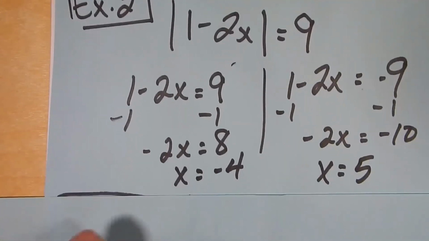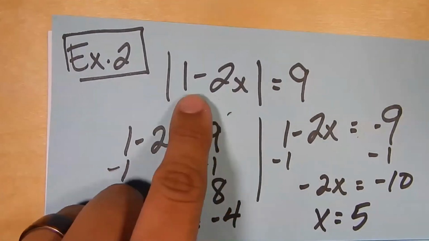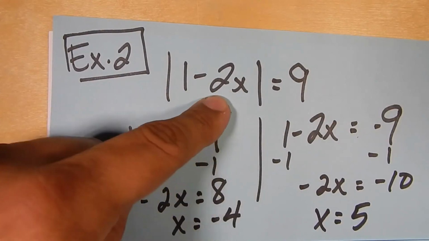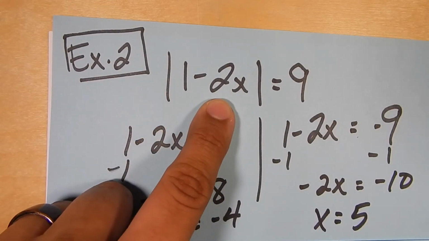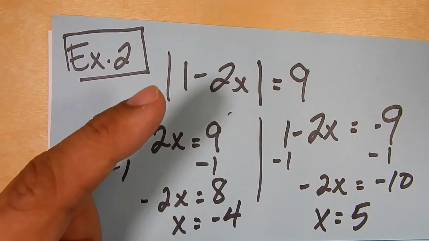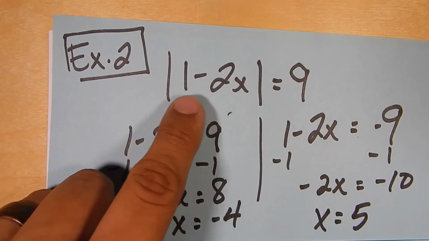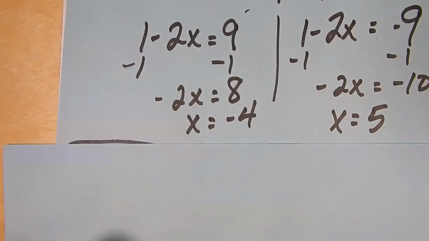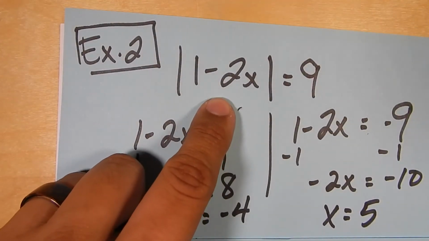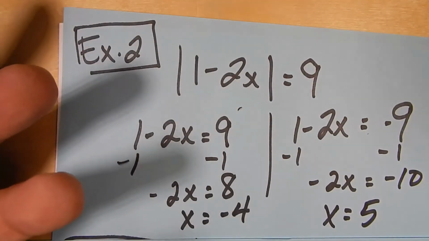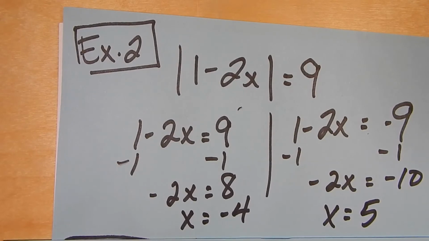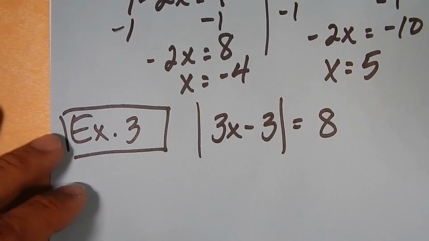So that works. The other one, negative 4: 1 minus 2 times negative 4, so 1 minus negative 8. 1 minus negative 8 gives us 9, and the distance 9 is from 0 is 9. So that one works. Let's take a look at the next one.